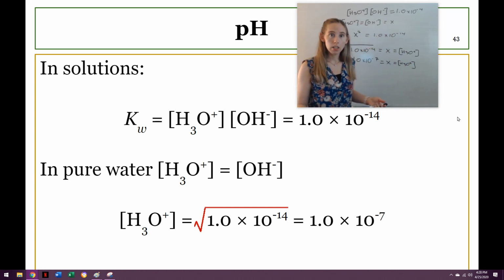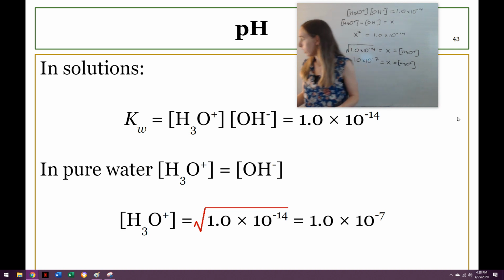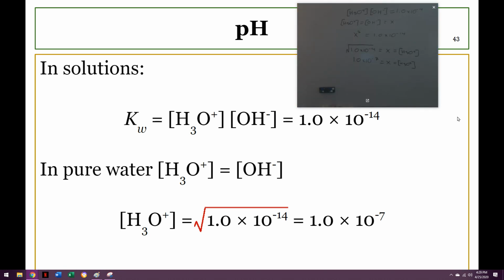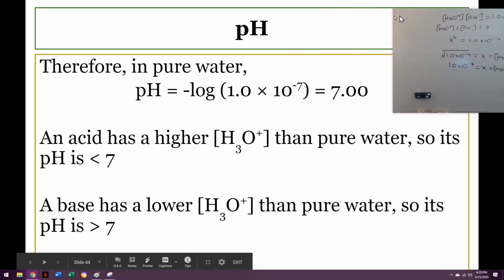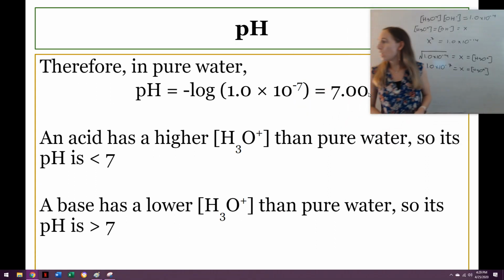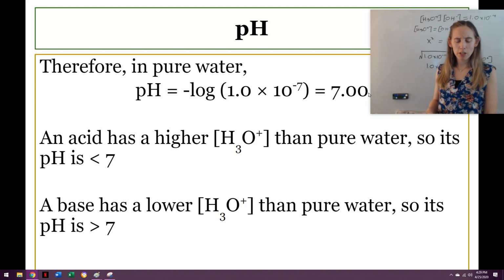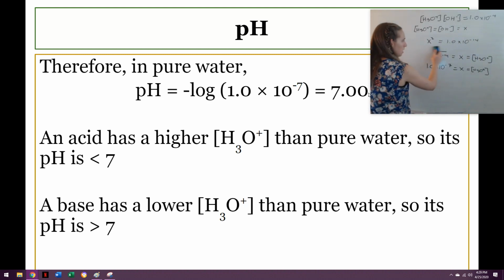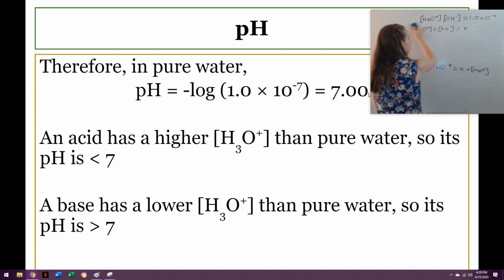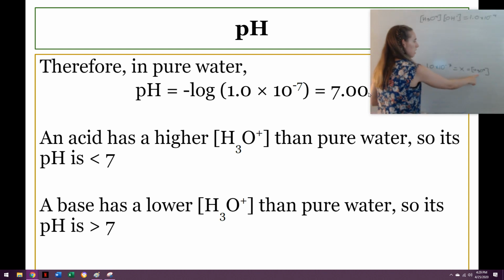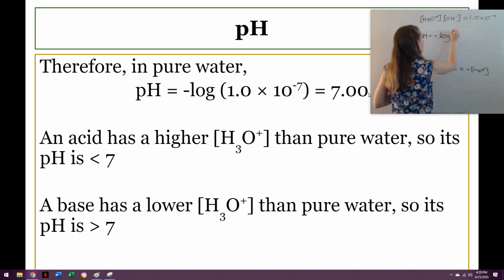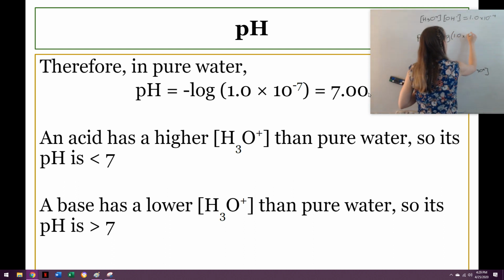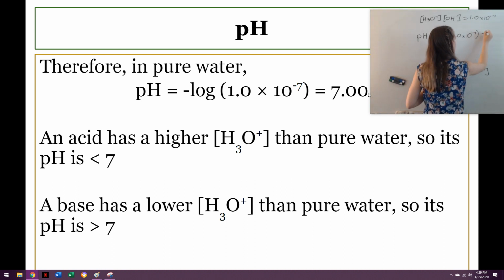Now, let's find the pH of pure water. Remember our equation for pH. Let's move this a little bit more. Our equation for pH is negative log of the hydronium concentration. Hydronium then in pure water is 1 times 10 to the negative 7. So pH is equal to negative log of 1 times 10 to the negative 7. Close your parentheses, press enter.